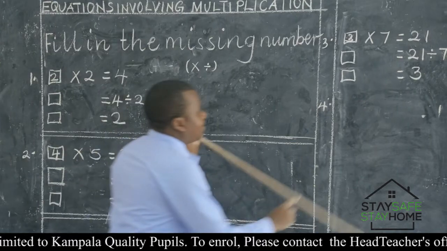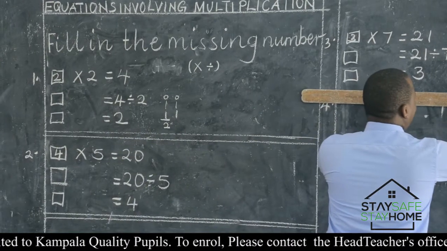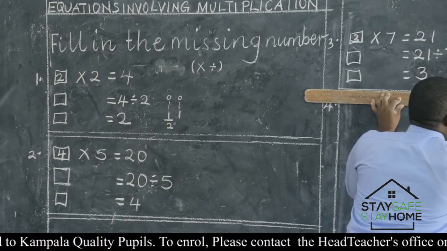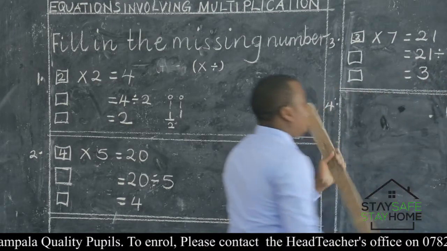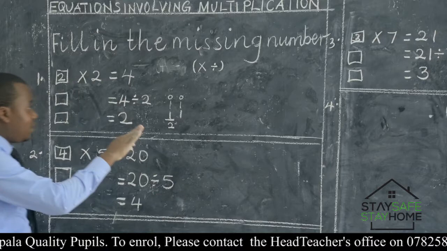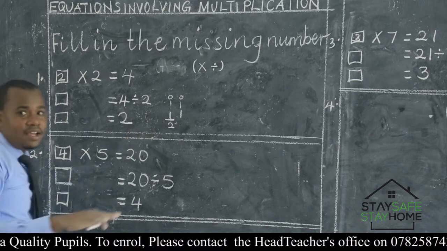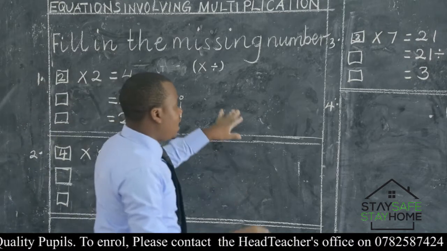Before I go to the next, I was forgetting. Don't be like me. Don't be so forgetful. For me, I'm an old man. That's why sometimes I forget. After doing your work, you have to underline for the smartness of the work.